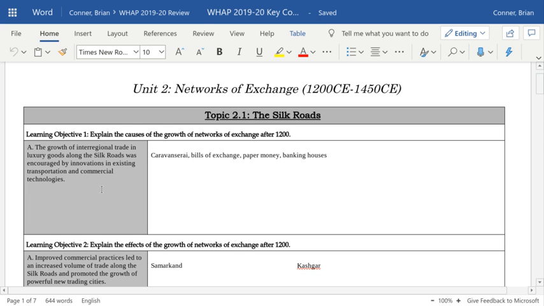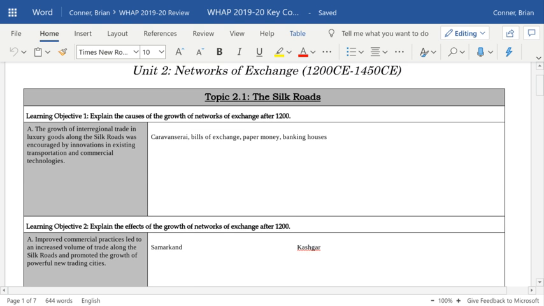It wouldn't be a bad idea to be able to reference the point that the Silk Road is going to deal mainly with luxury goods, for reasons that we've talked about way back in August. But to bear it down to those two categories, I've got some examples for you, and I think you've got them on your framework. We have caravanserai, bills of exchange, paper money, and banking houses. Be able to apply those, not only be able to explain what they are, but also how they're going to drive trade along the Silk Road and how they contributed to it.